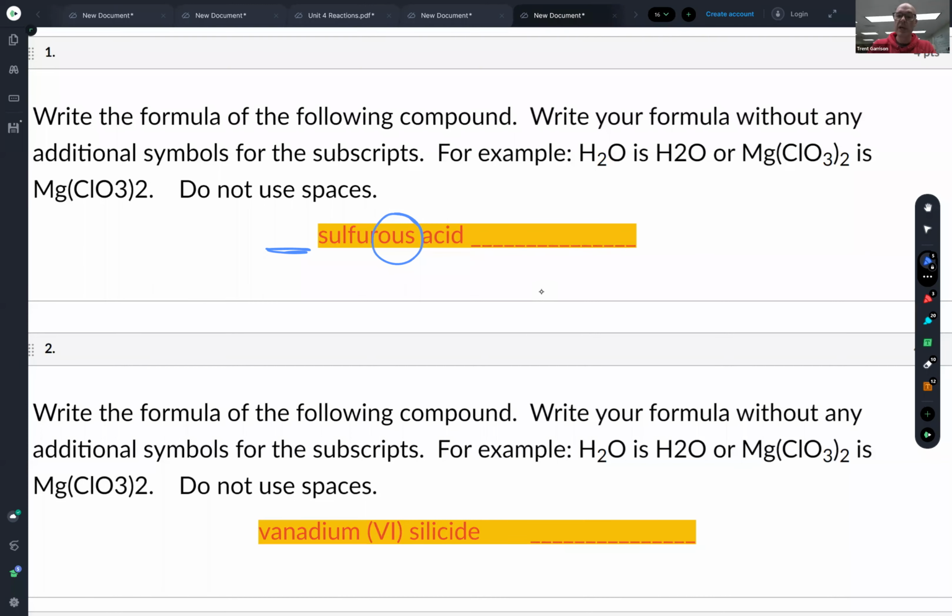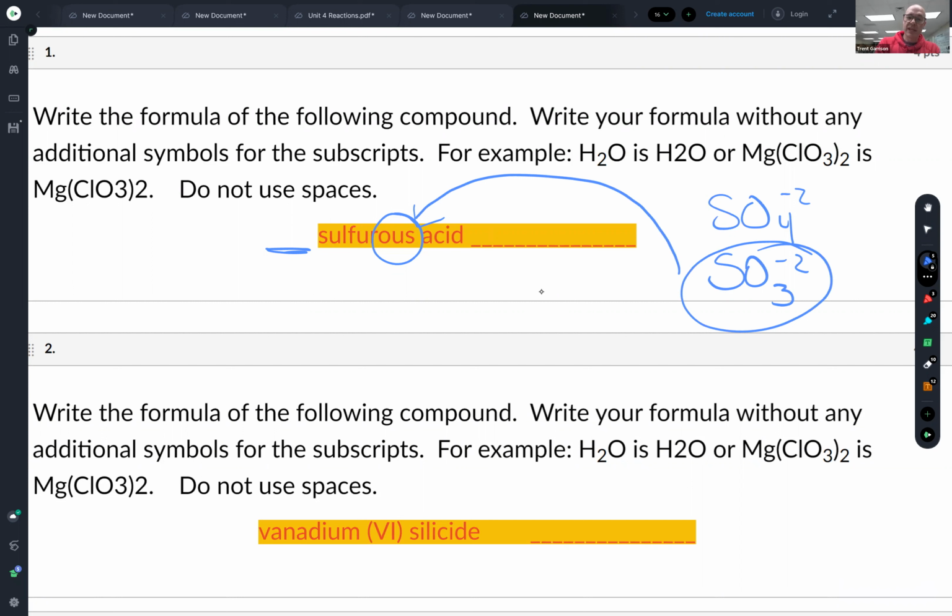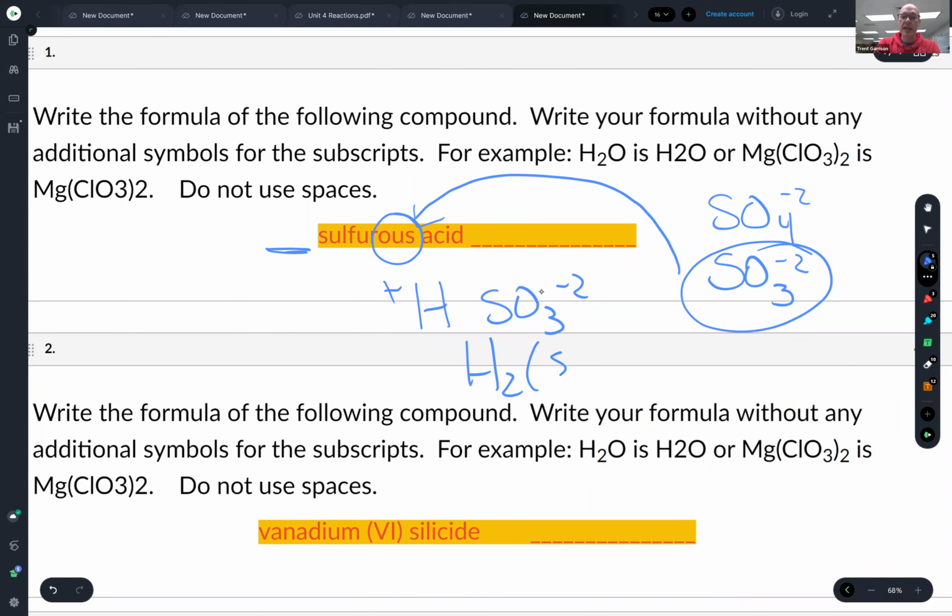So you would have to know your polyatomic ions, that SO3 is the sulfite, and the ite ending is the one that goes with the OUS. So what we would have here now is an H with a positive charge and the SO3 with a -2. That means that they're not equally balanced. We've got to put the charges in the air. We've got to crisscross them down like we just don't care. And so we end up with H2SO3.